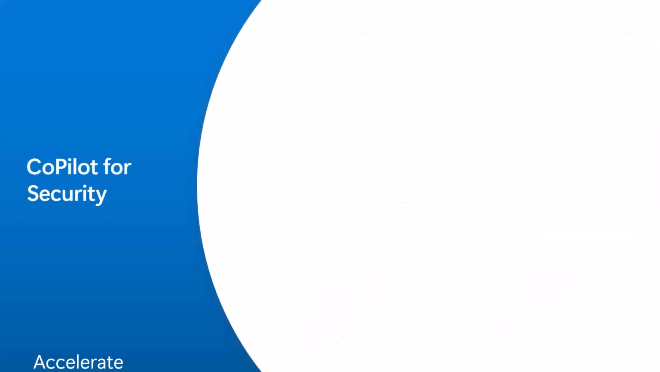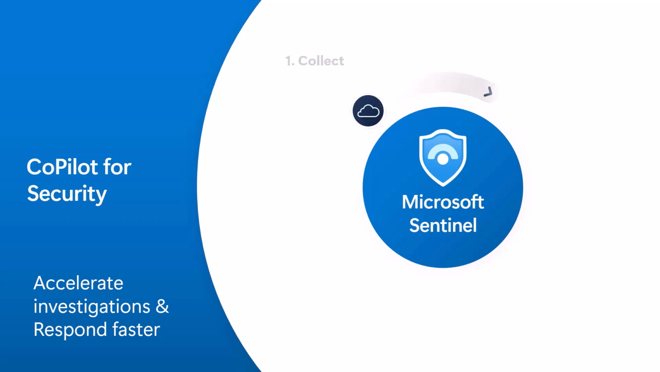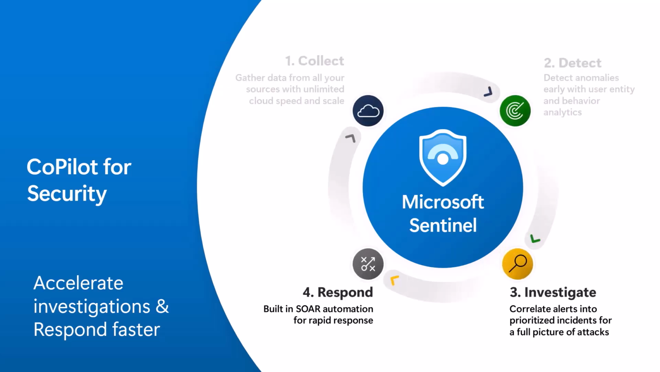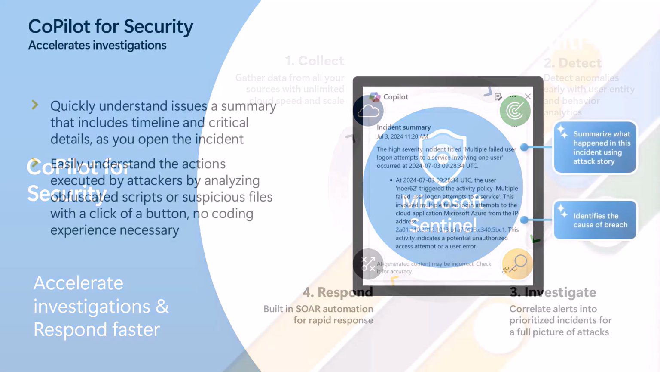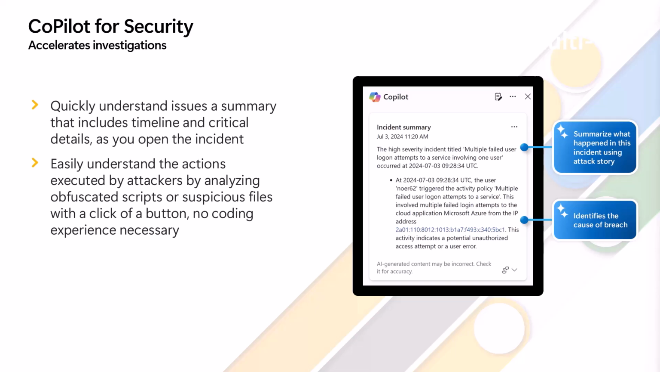Finally, before we move on and focus on MDTI integration, I'll wrap up this Sentinel overview by discussing how using Copilot for Security with Microsoft Sentinel significantly accelerates incident investigations and can help you respond faster to threats. Copilot for Security can very rapidly and automatically analyze incident details, correlate related alerts, and provide a comprehensive summary of the threat landscape. It can also help you understand the actions executed by attackers by analyzing obfuscated scripts or suspicious files with a click of a button and no coding expertise necessary.